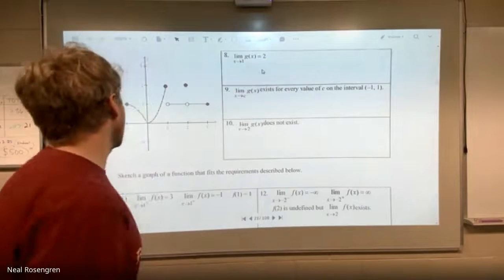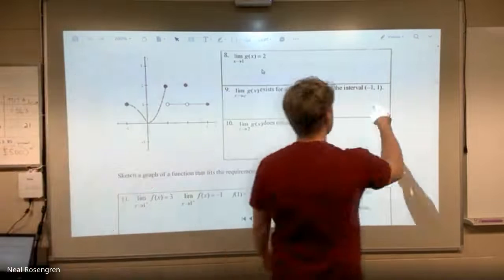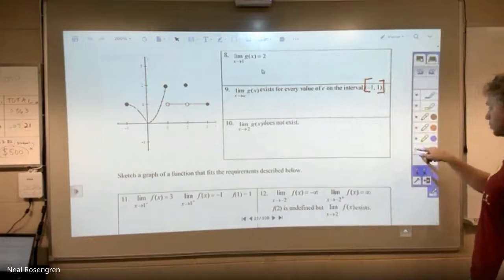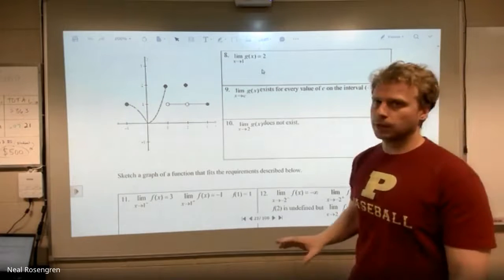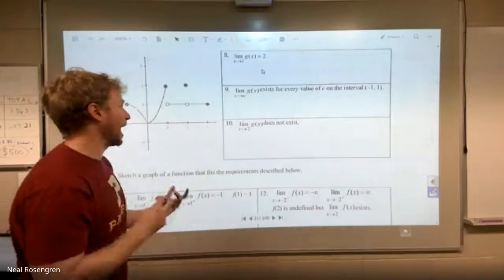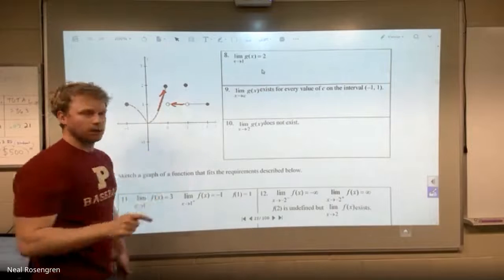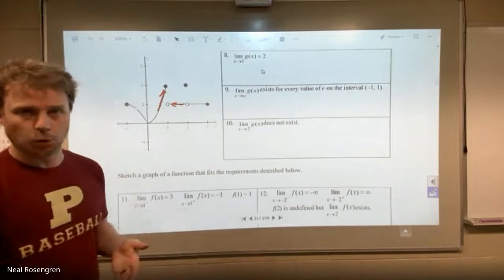Now I don't care about the limit actually existing at 1, right? Because they didn't put the hard brackets around it, which would include it. They just did the soft brackets. So I don't have to worry about the limit actually existing at 1. Because if I went to 1, I'm definitely headed towards different spots, right? So that would be false. The limit does not exist at 1.